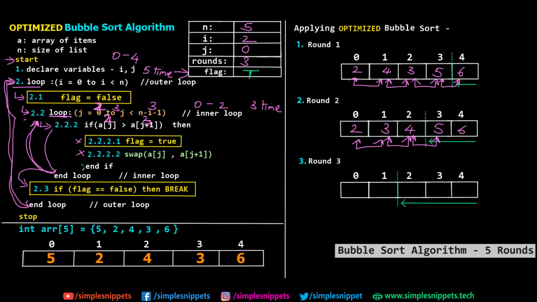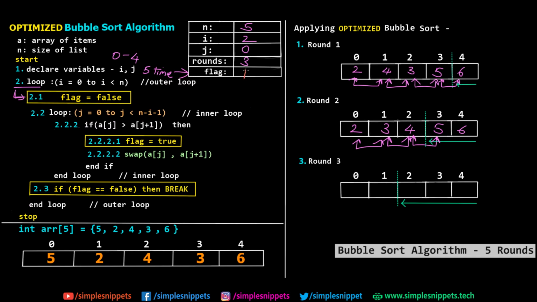For round 3, i has become 2. We have again set the flag to false. Coming inside the first loop, step number 2.1 is setting the flag to false. So I'm going to write F for false. Now we come inside step number 2.2, which is the inner loop. j will start from 0, and j is less than n minus i minus 1. So 5, which is n, minus i, which has now become 2, minus 1. So 5 minus 2 minus 1 is 2, right? So j has to be less than 2. So j will run from 0 to 1, which is only 2 times. Let's go inside.